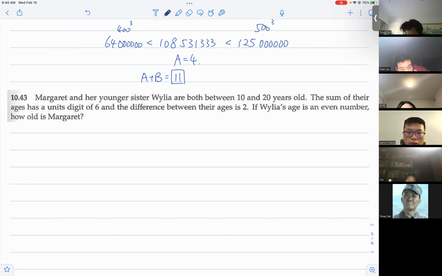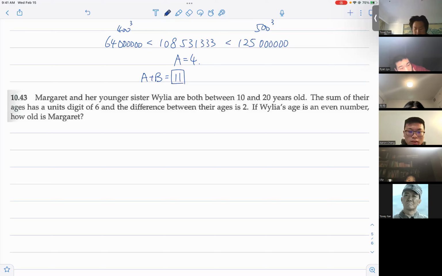So we can work from the clues, right? The sum of the ages has a units digit of 6. So can it be 2 and 4? Yeah, 2 and 4. So how old is Margaret? Is it 14? Yes, it is 14.